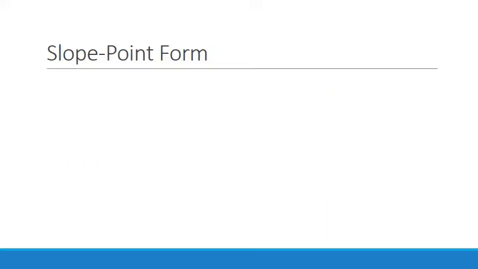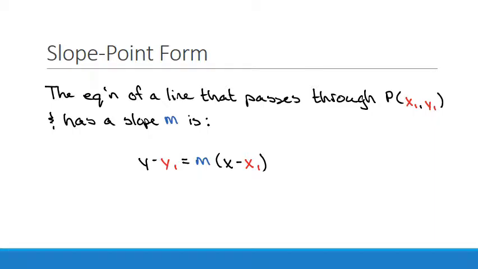Let's look at the basics of slope point form. Any equation of a line that passes through a point, which I'm going to call x1 and y1, and has a slope of m, is equal to this. This is the slope point form right here, everybody: y minus y1 equals m bracket x minus x1. So we just take the coordinates of that point, put them in those spots that I've highlighted there, and throw the slope in that slope position there.